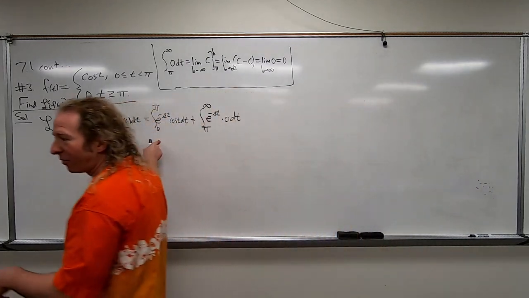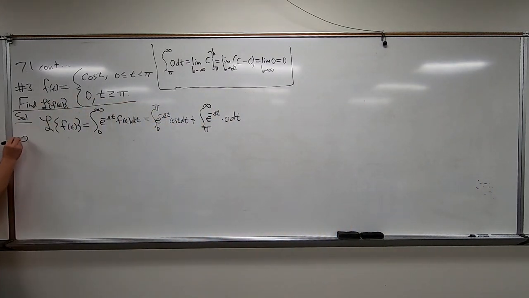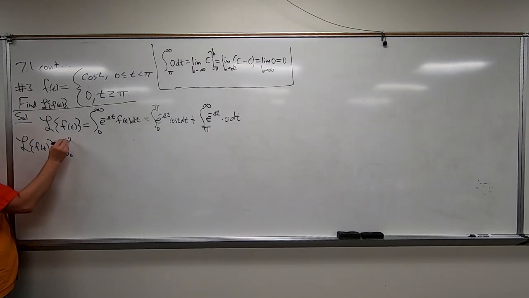All right, I'm going to write this again over here. So we have the Laplace of f of t, and this is equal to this definite integral from 0 to pi, e to the negative st cosine t dt.